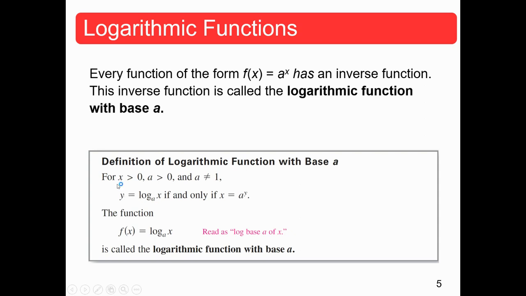So here we have, for any x value greater than 0 and a greater than 0, also a not equal to 1, you have log base a of x if and only if x equals a to the y. One of the things I wanted to point out is that a is always the base here, and it's the base of the logarithm as well. And notice that the x and y are reversed. So literally, you're just switching places here.